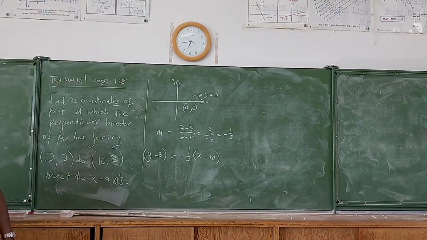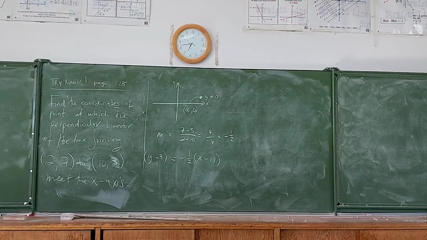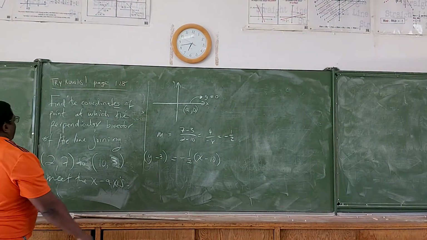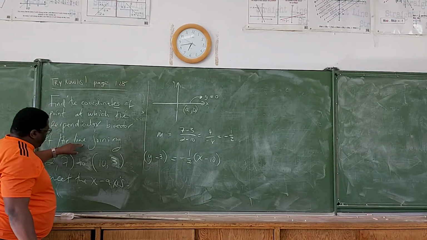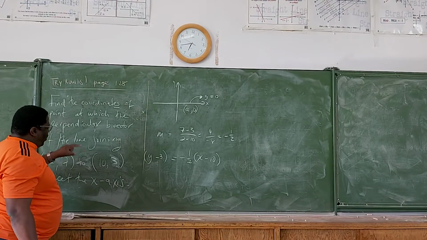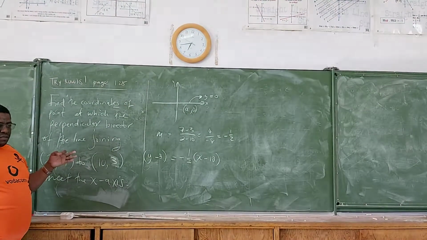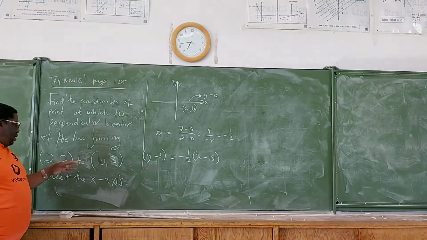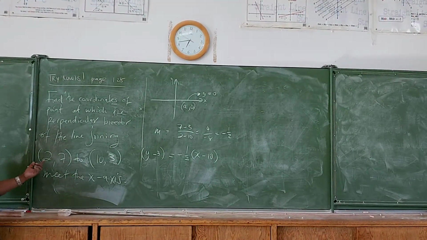Because we are looking at the particular equation of the line joining this, we are looking for the perpendicular line. Right. Not the other one. This point here, (2,7) to (10,3). On which line are they?